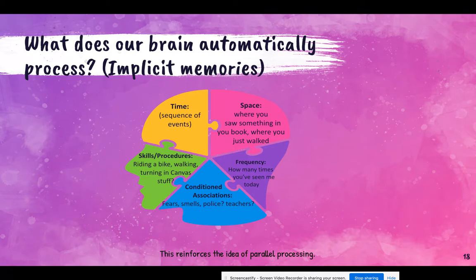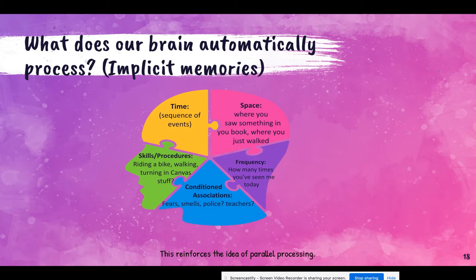Okay. And then frequency would be, you might remember how many times you've seen a commercial today or how many times you've run into a particular person today. And then we also add in the 2 things I talked about on the previous slide, skills and procedures like riding a bike, walking. How about turning in your Canvas assignments? Maybe at the beginning, it's not super implicit, right? It actually takes work and you're like, gosh, how do I work Canvas and how do I log in? And then the more that you do it, it just becomes automatic. You don't even think about it.